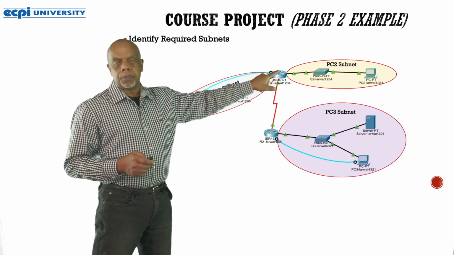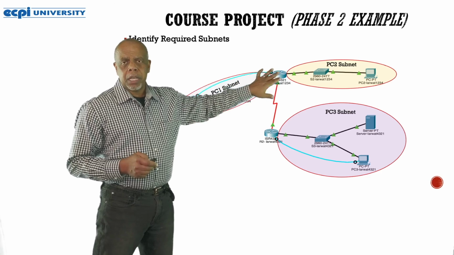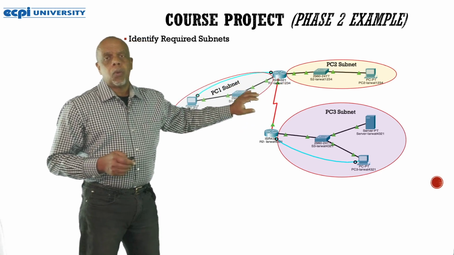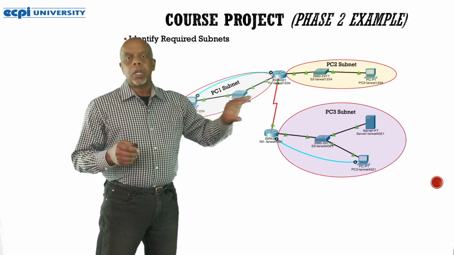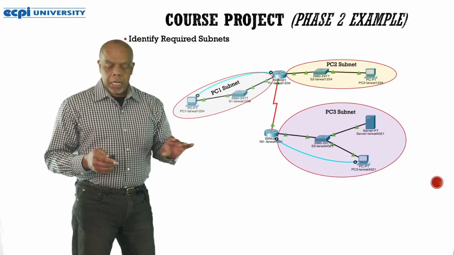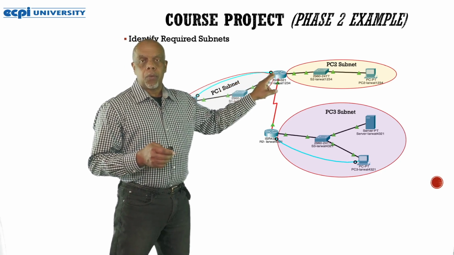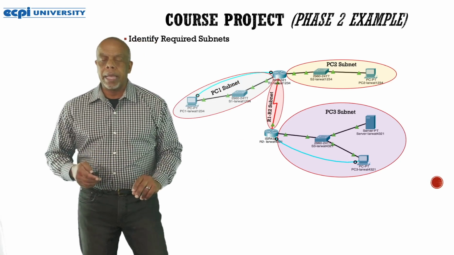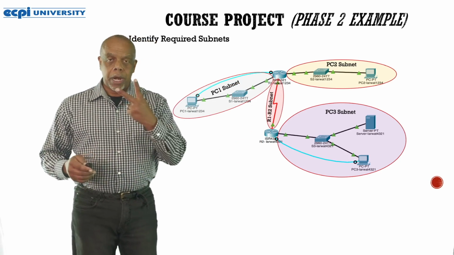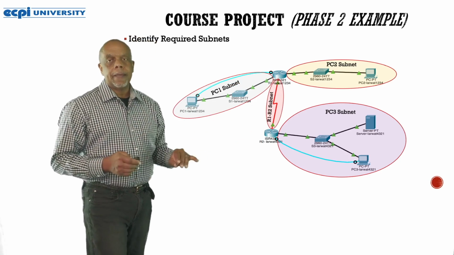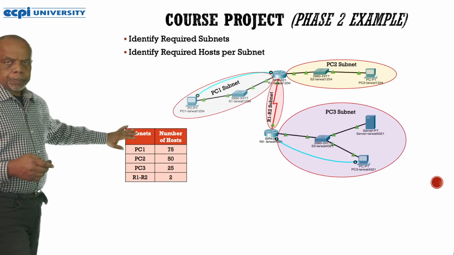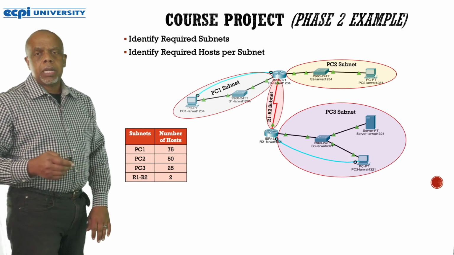Because every interface on this router, whether it's an Ethernet interface or a serial interface, each one is going to require an IP address. So the link between router 1 and router 2 is also a subnet, which is going to require 2 IP addresses. Okay, so now we've got 4 subnets.